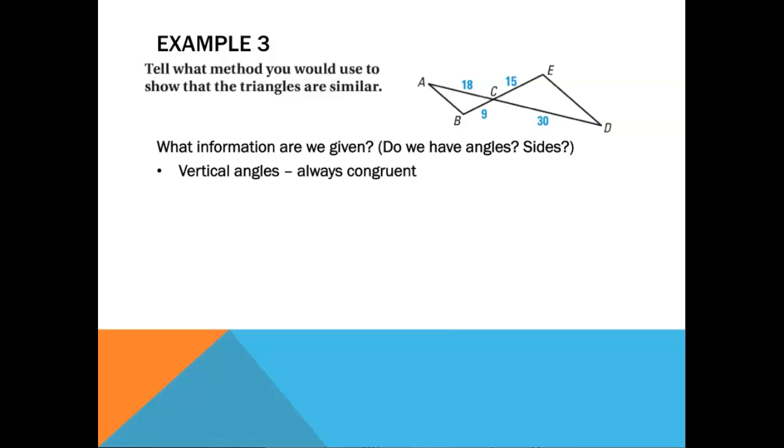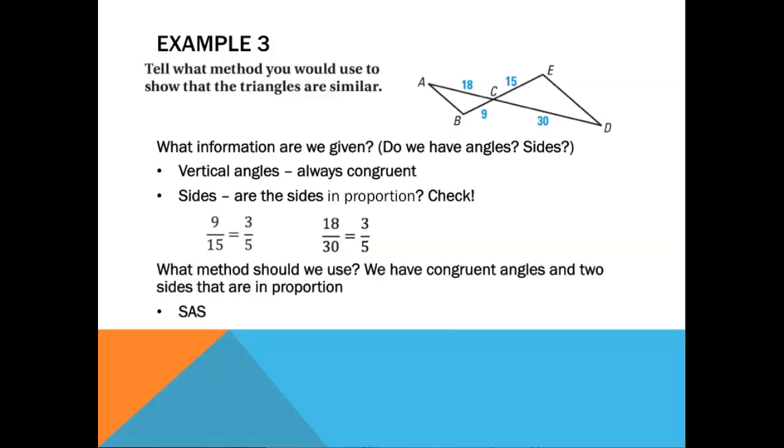Now, what about the sides that are given to us? Are they in proportion? Let's check. 9 over 15 is equal to 3 over 5, and 18 over 30 is also equal to 3 over 5. Since we have the vertical angles congruent to each other and two sets of sides that are in proportion with one another, that means that we can use side-angle-side, as the vertical angles that are given here are the included angles.